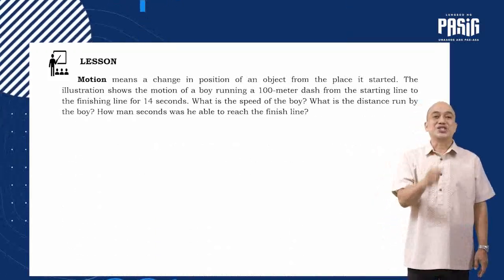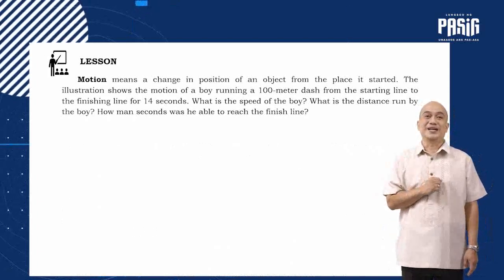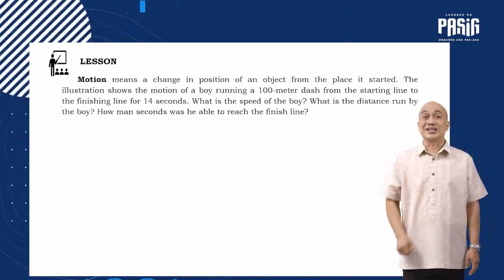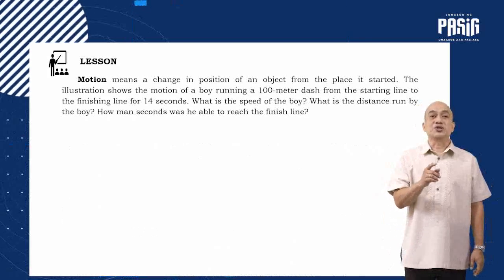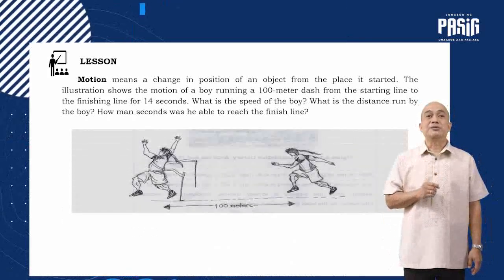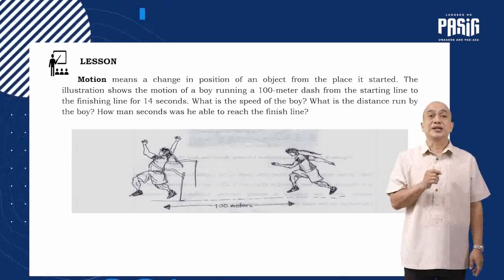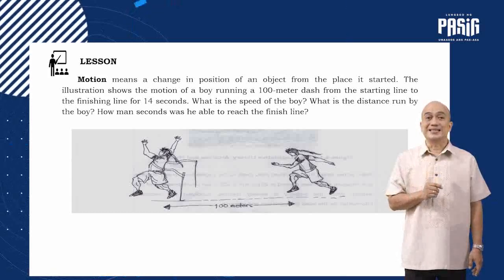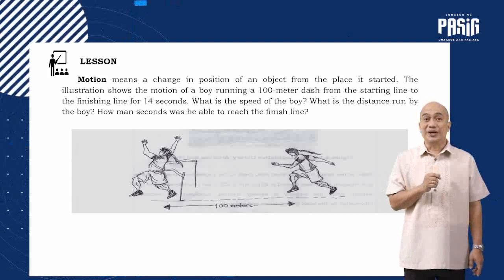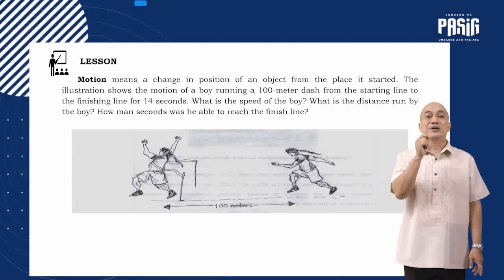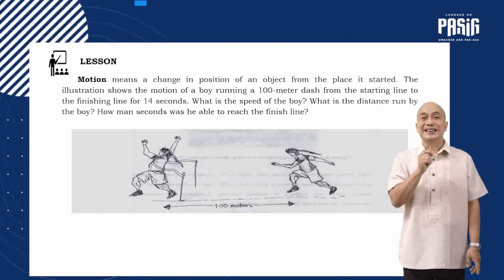Motion means a change in position of an object from the place it started. The illustration shows the motion of a boy running a 100-meter dash from the starting line to the finishing line for 14 seconds. What is the speed of the boy? What is the distance run by the boy? How many seconds is he able to reach the finish line?